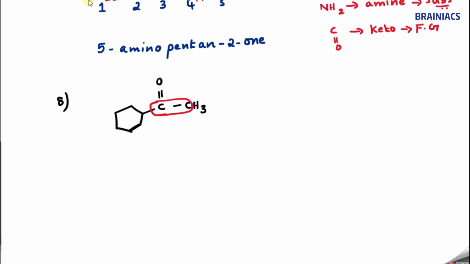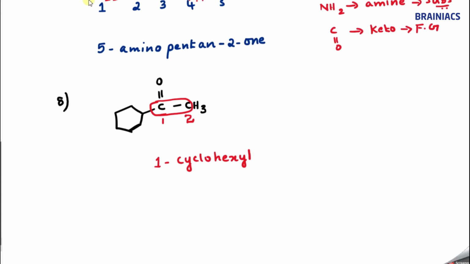Now let me start numbering. This should get the lowest possible number, 1, and this is 2, correct? So left to right will give you the lowest possible numbering. At the first position you have the substituent. Here the ring behaves like a substituent. So I can say 1-cyclohexyl, that is the substituent, correct? Cyclohexyl. Why? Because it is a substituent. Cyclohexyl.